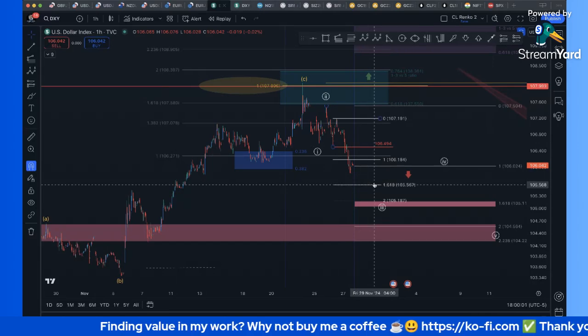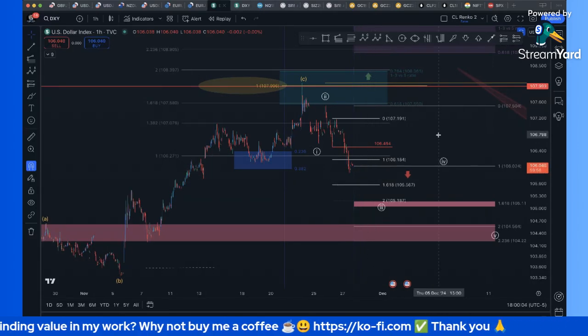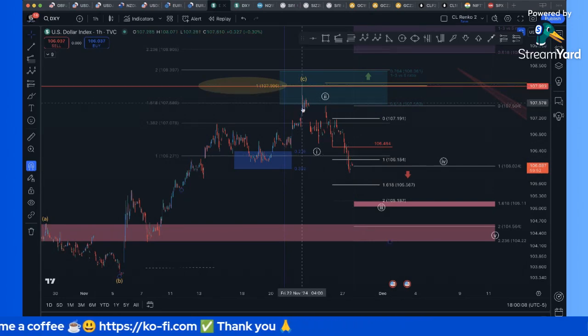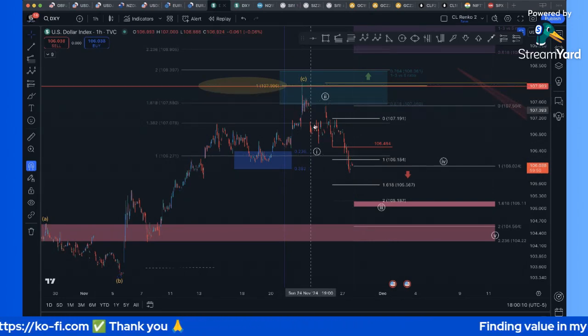Okay. So these are clues. These are parameters. So, the ideal short was after this wick, seeing this noise in here. That was a good place to short.